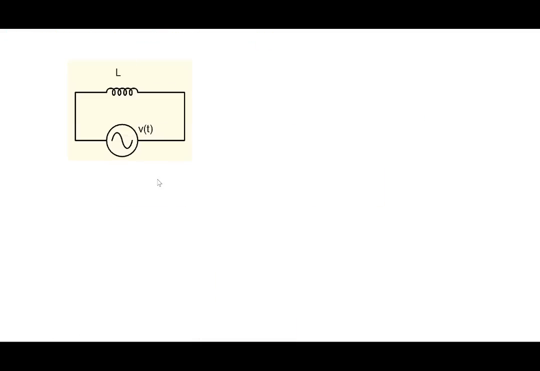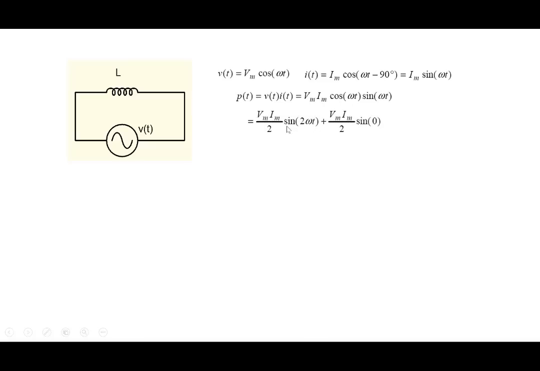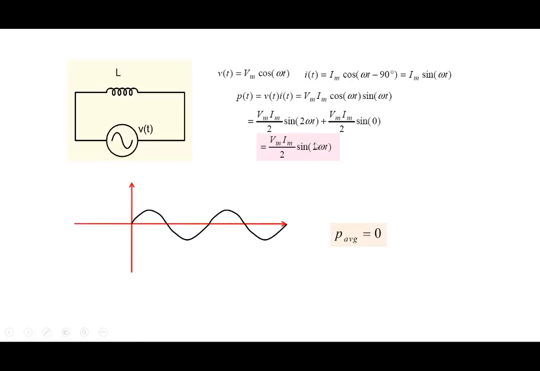What about the power dissipated in an inductor? Okay, so Vt equal to Vm cos omega t, and if we calculate the current, we know V equal to L di by dt, so It is Im sin omega t, let's say. Power will be Vt into It, instantaneous power, Vm into Im cos omega t times sin omega t, and this we can write in this form, sin 2 omega t, and basically it's a sine.